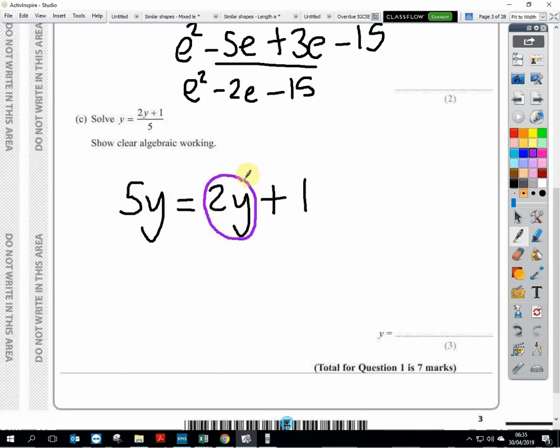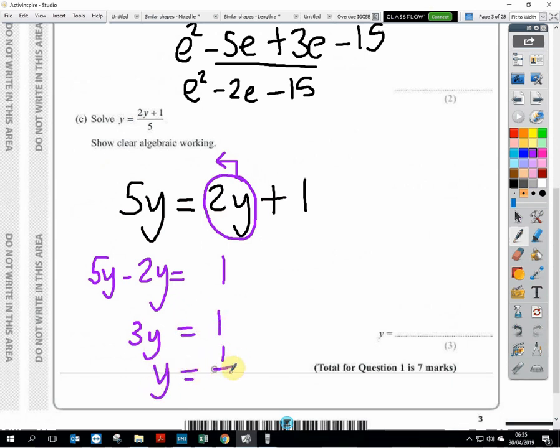So what I'll do is take 2y from both sides, so you end up with 5y minus 2y is equal to, there's only 1 left on this side, so 3y is equal to 1, and that means y is equal to 1 over 3. I would not change this to a decimal.